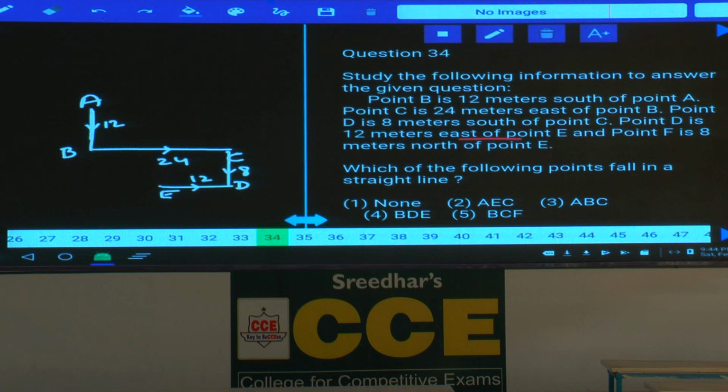to the north of E. F is how many meters? 8 meters. To the north of what? North of E. Now this is 8 meters and this is north of E. Now this is 12 and this is again 12.